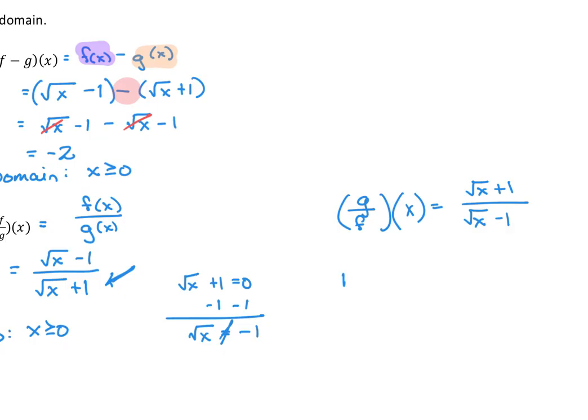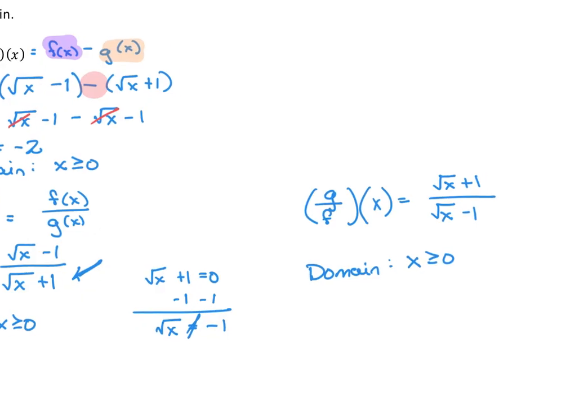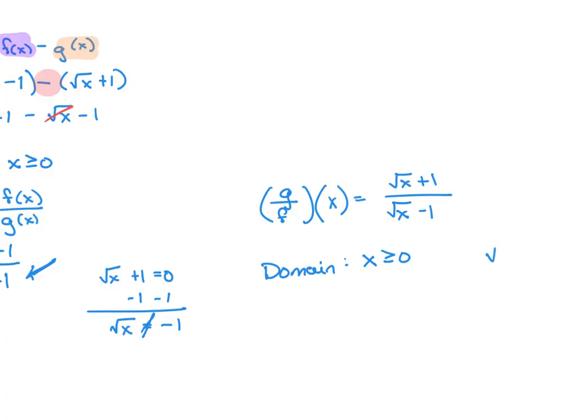We do still have our domain. We have x is greater than or equal to 0. But if we check our denominator and try to set this equal to 0, what we get is the square root of x equals 1. And that is a possibility. If we square both sides, we do get x equals 1. And so if x is equal to 1, then we have a denominator that is 0, and that's not allowed.